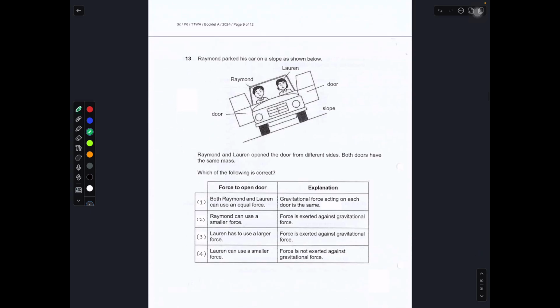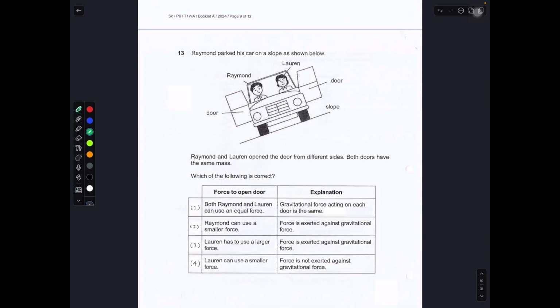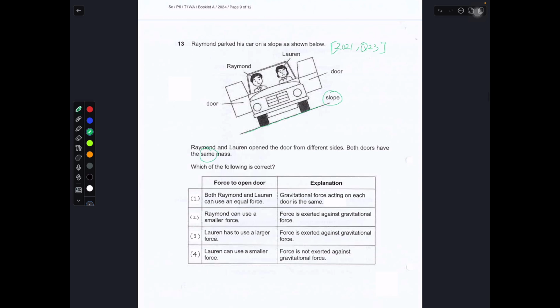Okay, let's go on to question number 13. Okay, question number 13, right, is actually a PSLE question from 2021. This question is question number 23 during that year. Okay, this is actually quite a famous question. Take a look, the car is being parked on a slope. Okay, the car is being parked on the slope. So Raymond and Laura open the door from a different side. Both of the doors have the same mass. Same mass. Which of the following is or are correct?